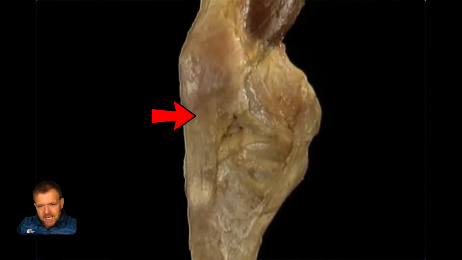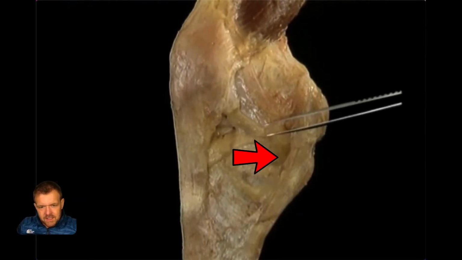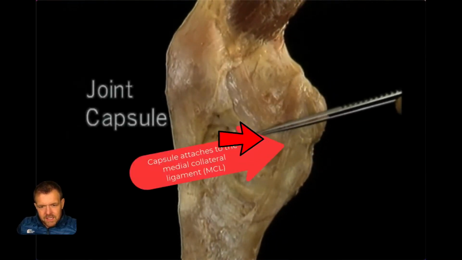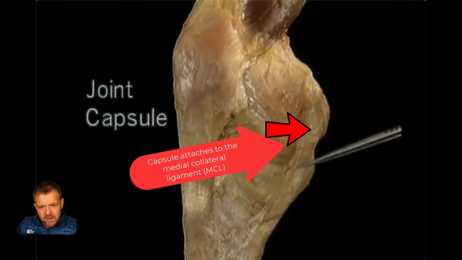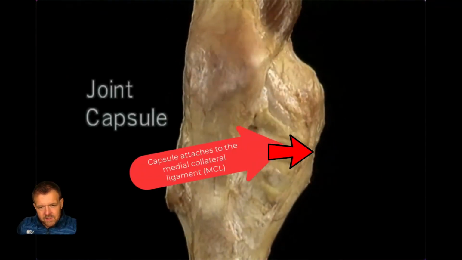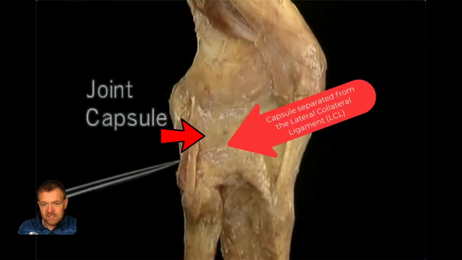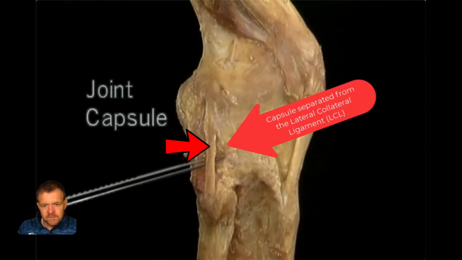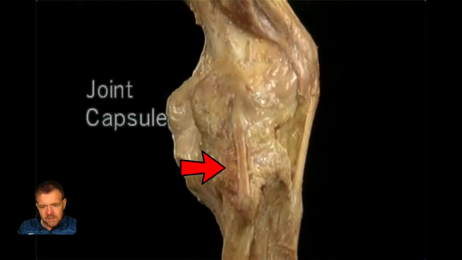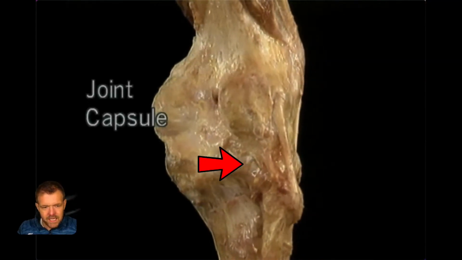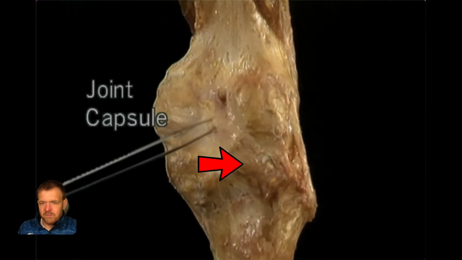Okay, so there's your patella, there's your patella tendon, and this is the capsule, and it attaches onto your MCL. Yeah, just onto there. There's your LCL. So the LCL is free of the capsule. And there it is underneath there. So it looks very different to the picture.